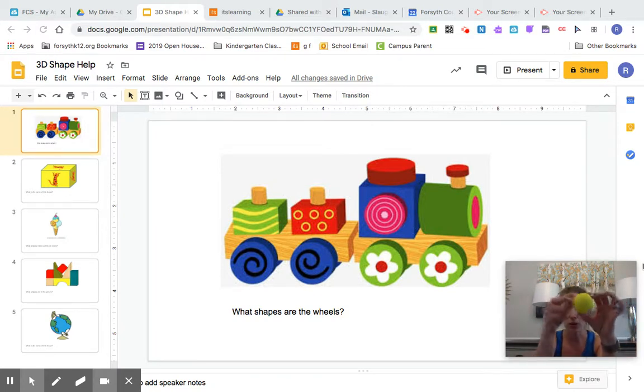So this one, most of you knew. This is a 3D shape because it's not flat. It's not flat like a pancake. So this is not a circle. This we call a sphere.